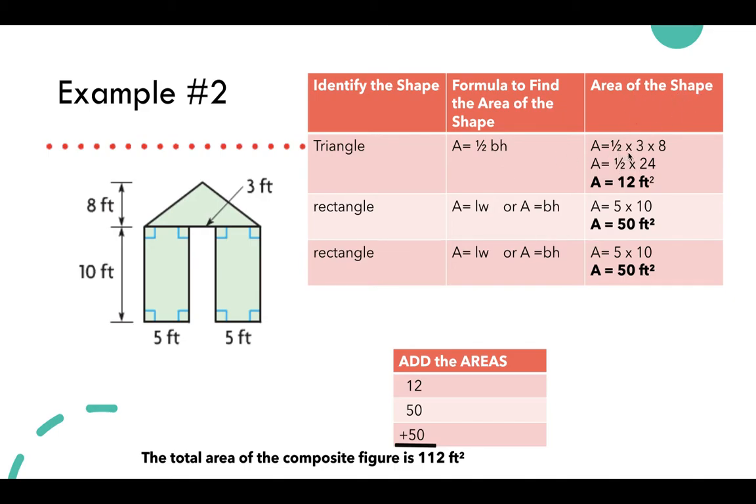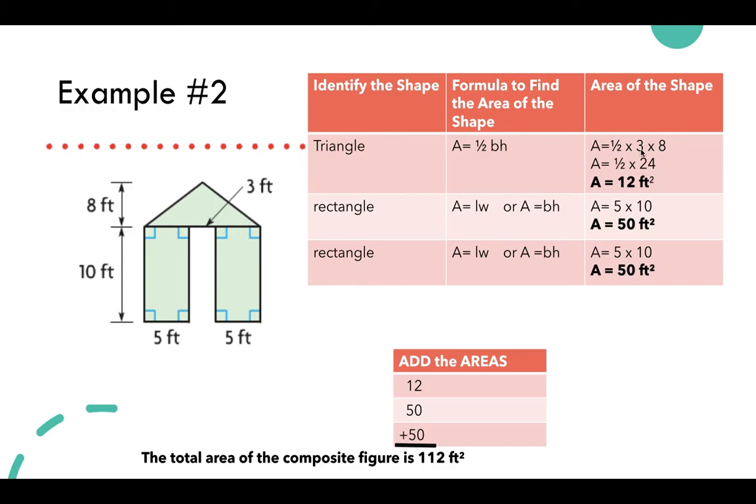So half times 3 times 8. 3 is my base. 8 is my height because it tells me right here. From here to here would be 8 feet. So now, half of 3. I don't know half of 3. I can do this many ways. I can do 3 times 8, and 3 times 8 is 24. And then half of 24 would be 12. I also could have done half of 8 is 4.